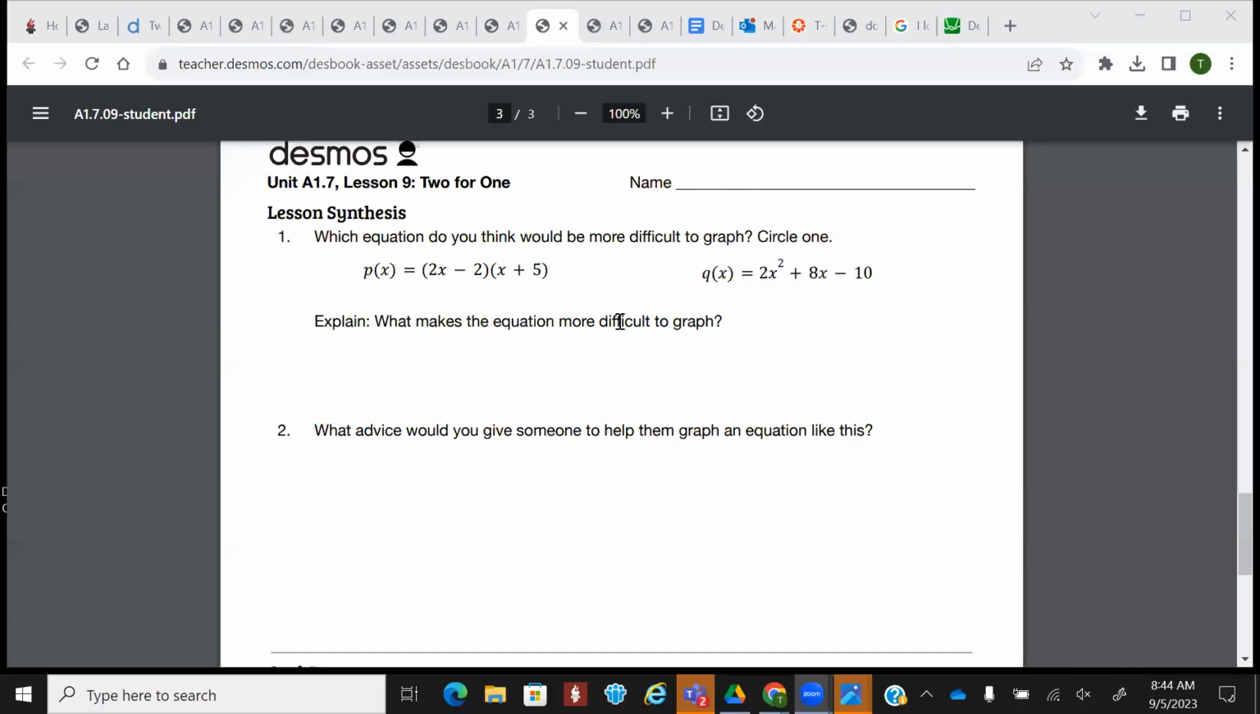We're not done. Which one do you think is more difficult to graph? Why do you think the first one? Okay. What advice would you give someone to help them graph an equation like this? Not good decimals. Or you could use a table if need be. Okay. All right.